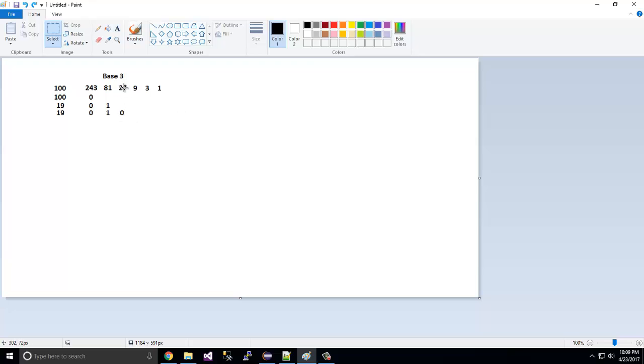All right, so keep going. 27, we can't fit any 27s into 19, so we get a 0. 9, we can fit 2 9s into 19. So we decrease it by 2 times 9, which is 18, and we get a running total of 1, and we put the 2 digit there. And then 3, we can't fit any 3s into our running total of 1, so we put a 0. And then finally, we have a single 1 left to put into our 1's place. So there we have it. Our base 3 representation of decimal 100 is 000-10201, because we'll have some zeros running on the front end of this as well.